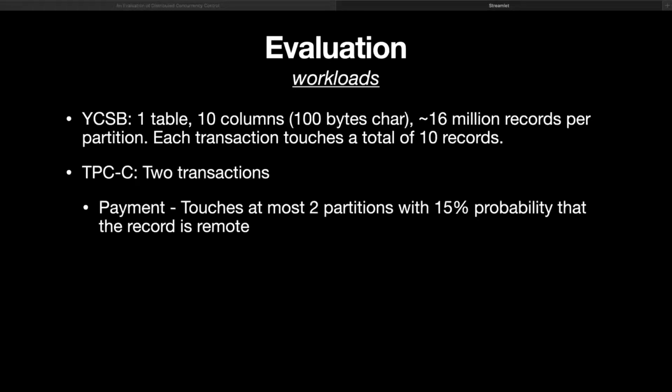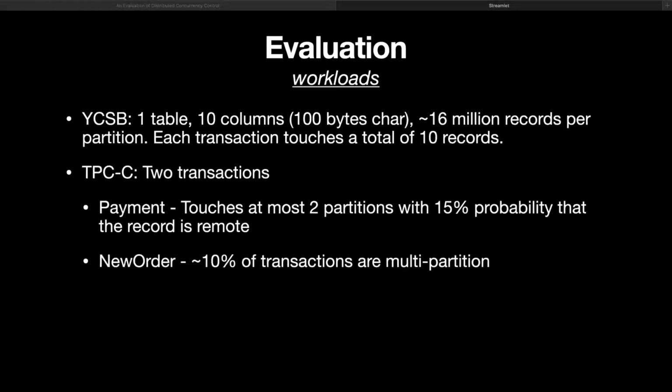First is the payment transaction. The only thing that we have to know about this is that it touches at most two partitions, only with 15% probability. And in the new order transaction, only 10% of transactions are multi-partition. So if we run this workload, approximately 90% of the work would be local. Only 10% of the transactions would be multi-partition.